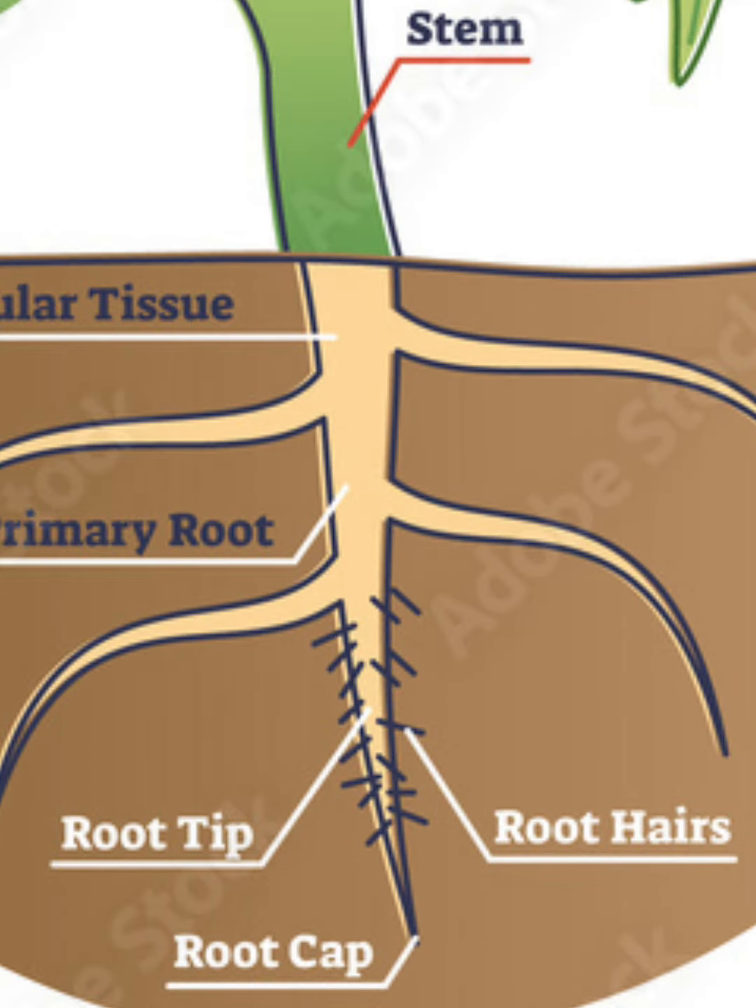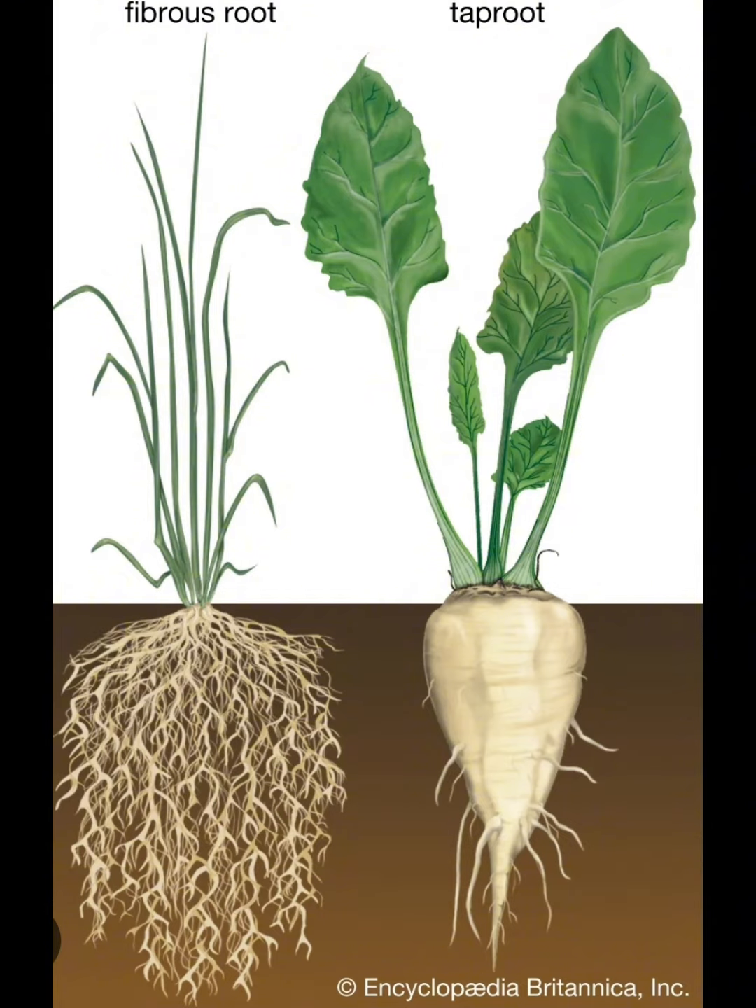The roots are located underground and are responsible for absorbing water and nutrients from the soil. They're also the anchors of the plant, allowing it to survive through harsh winds and floods. But did you know there's actually two types of roots, these being the taproot and the fibrous root?